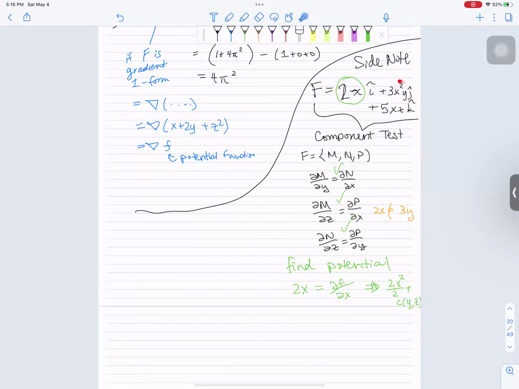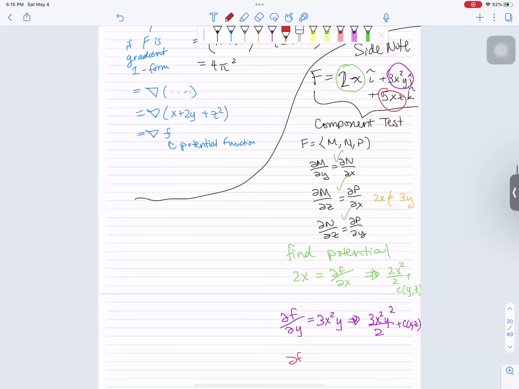And then I would take this expression, and I know that the partial of my potential with respect to y has to equal 3x squared y. I can integrate with respect to y and I get 3x squared y squared over 2 plus some function with x and z's. And I also do this one. I know that the partial with respect to z is 5xz, and I take the integral.